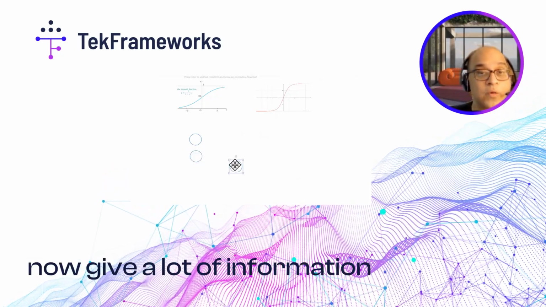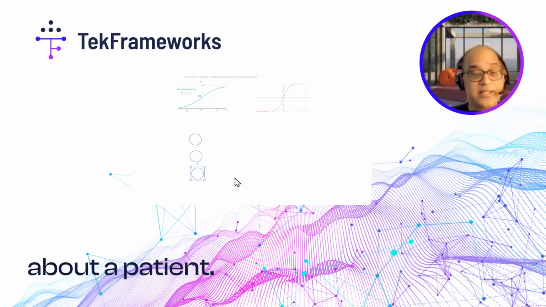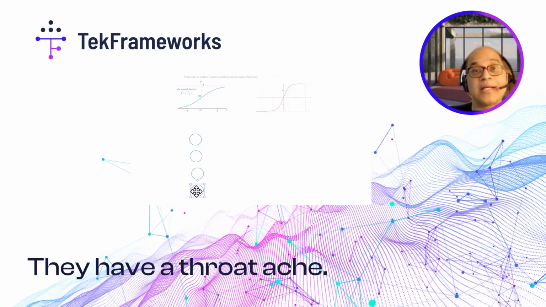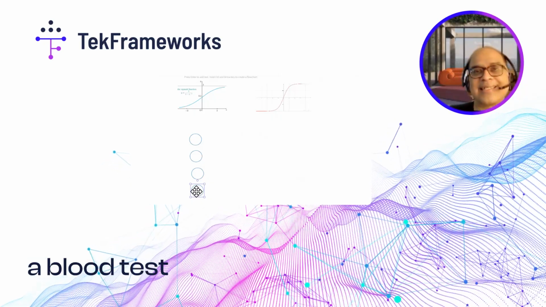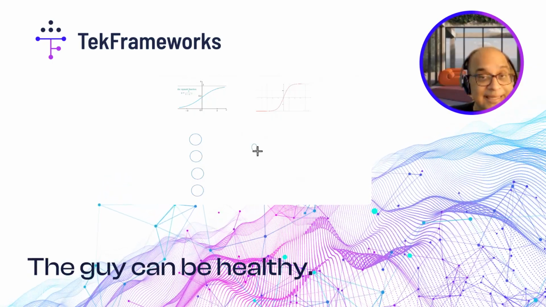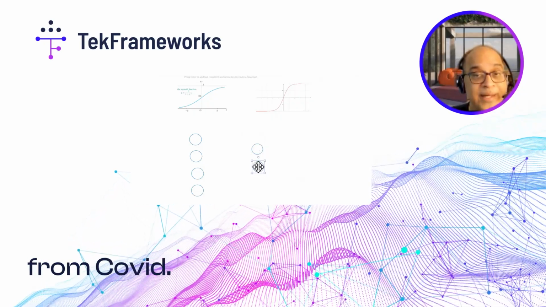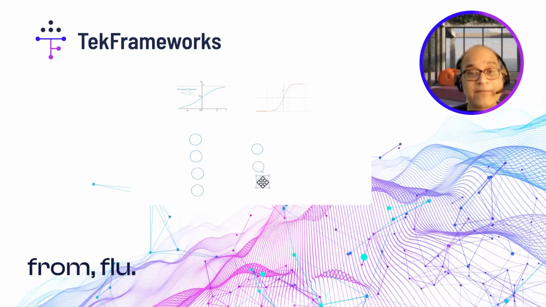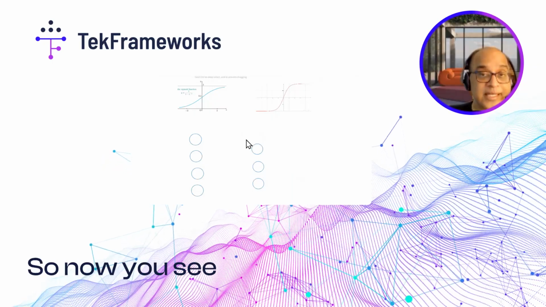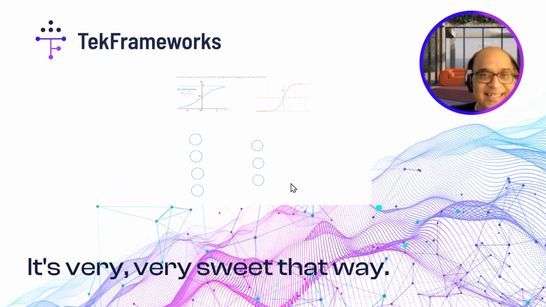So I want to now give a lot of information about a patient, whatever four attributes. Let's say they have temperature, they have a throat ache, their blood test yielded these results, and now there are three possible results. The guy can be healthy, the guy can be suffering from COVID, the guy can be suffering from flu. I don't know which one is which. So now you see the power of neural nets nicely. I can represent it. It's very, very sweet that way.